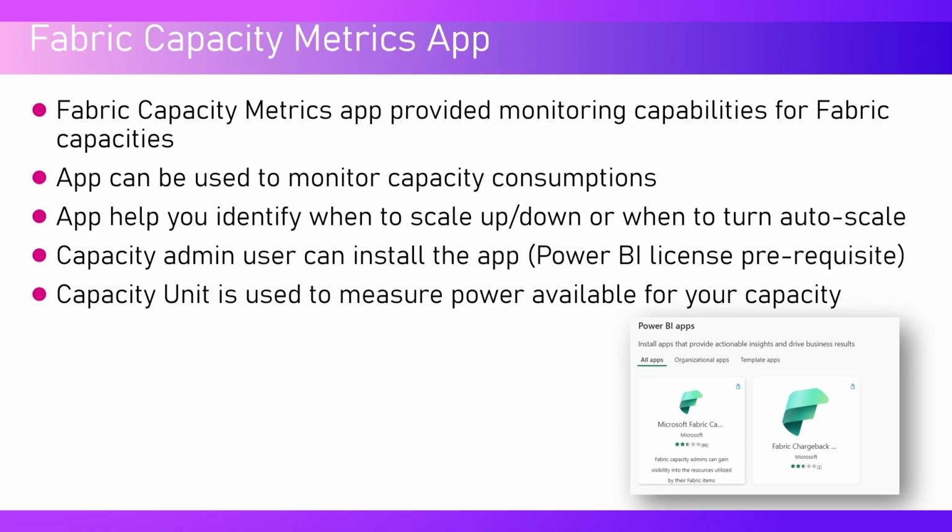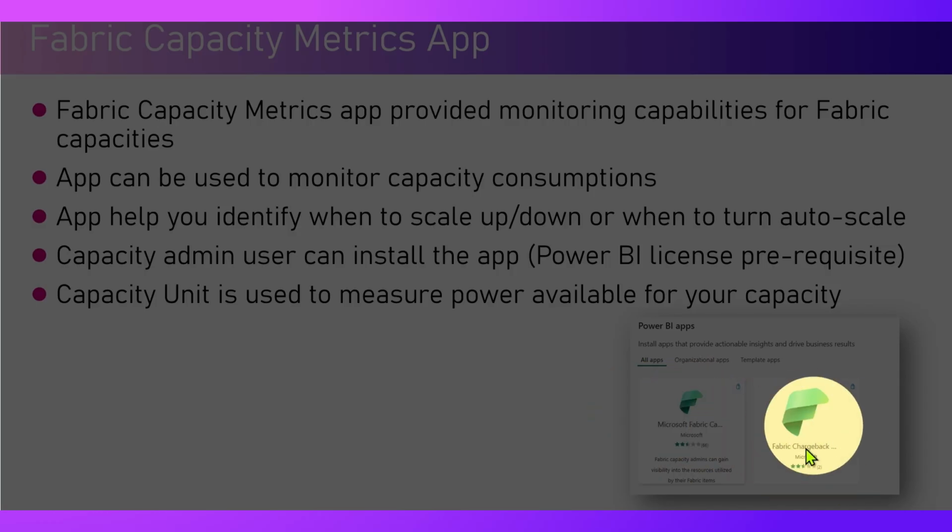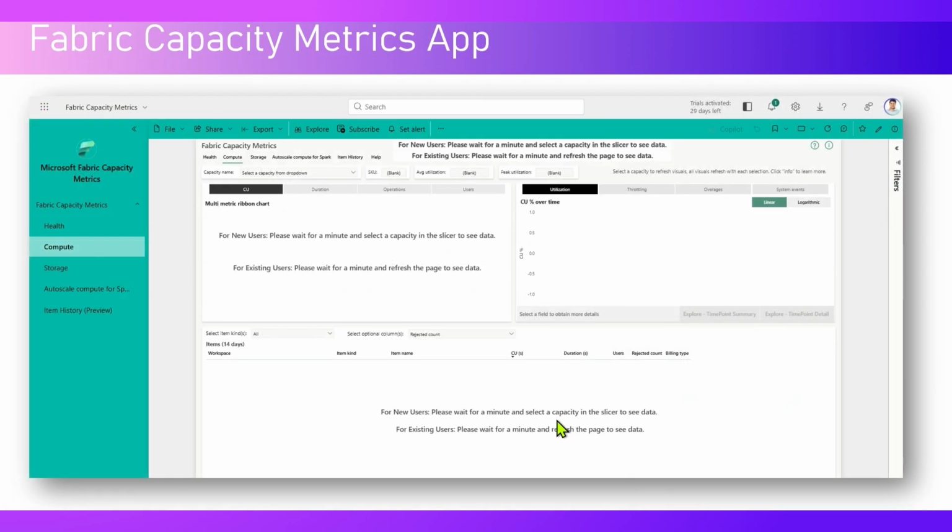However, the capacity admin user needs to have some sort of Power BI license. That's a prerequisite. A capacity unit is used to measure the power available for your capacity. There are a couple of applications, the Fabric Capacity Metrics app and the Fabric Chargeback app, but I'm referring to the Microsoft Fabric Capacity Metrics app. This is how the app will look. I'm going to explain all these components in the demo. With the help of the app, you will be able to view the utilization, throttling, overages, and other system events.